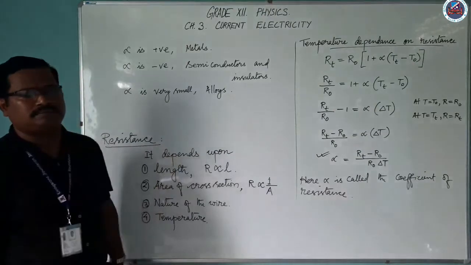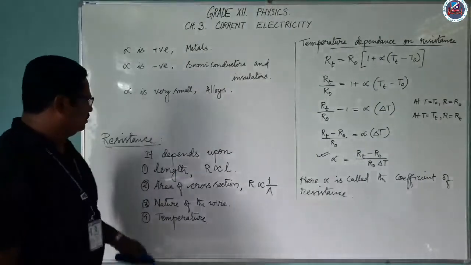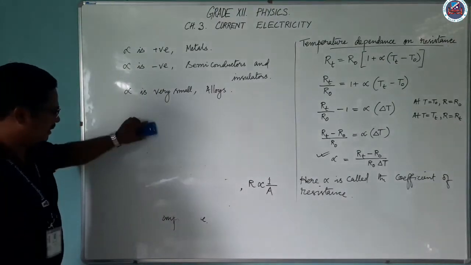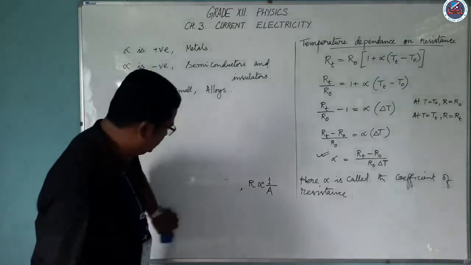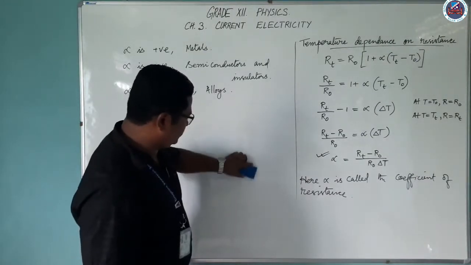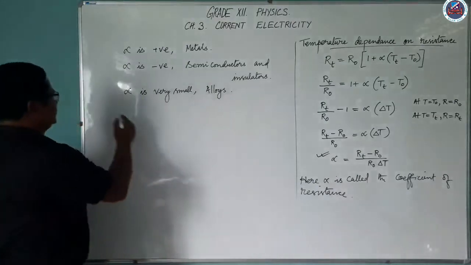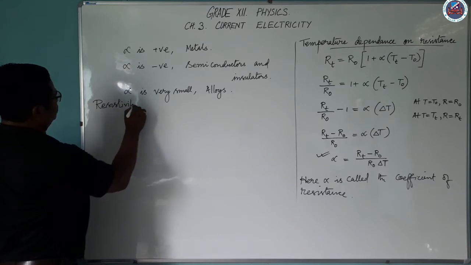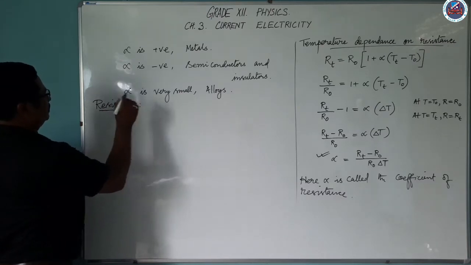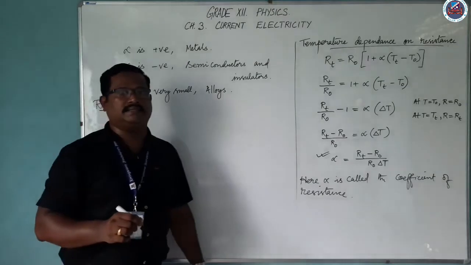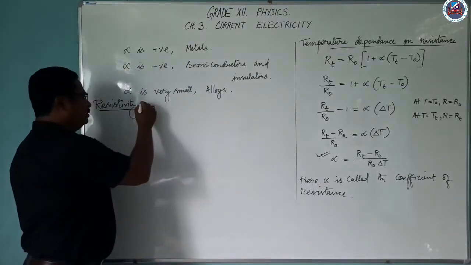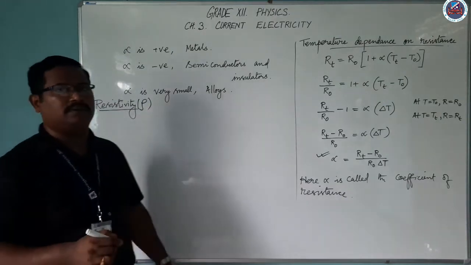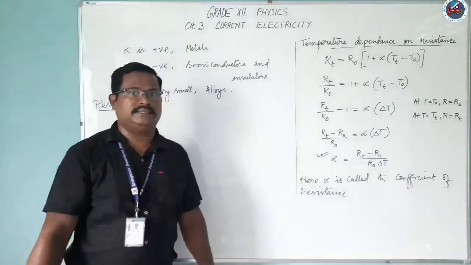Now, when we study resistance, there is another very important thing to know along with it. That is resistivity. Now let us see what is resistivity, or we call it specific resistance. We denote it with this symbol rho. It's a Greek letter. Rho indicates resistivity, or we call it specific resistance.